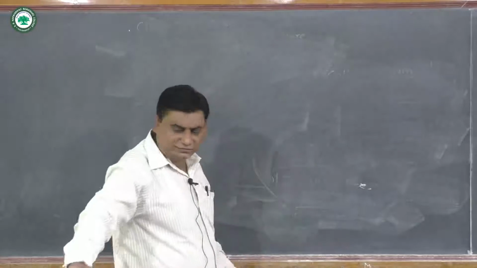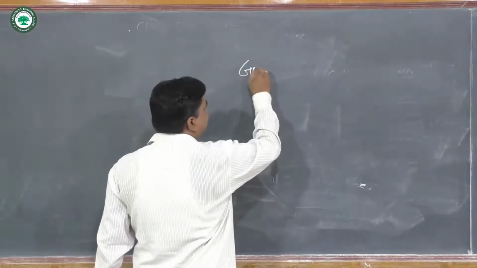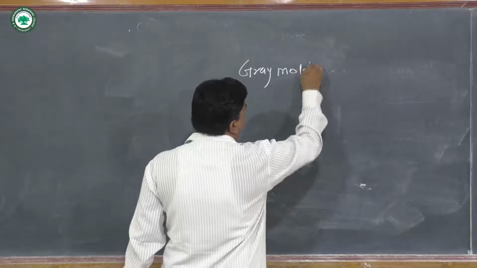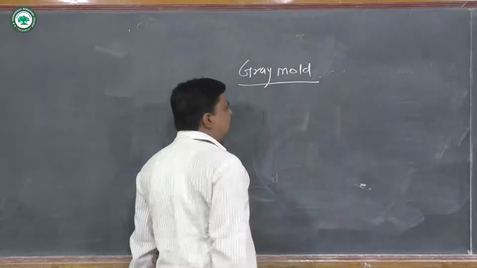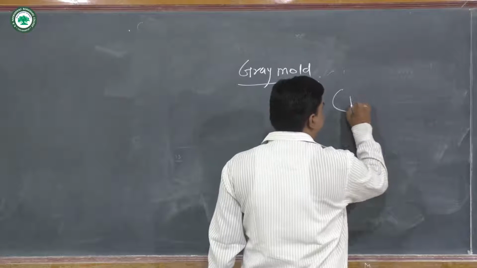Then there is another disease, that is grey mold. Another disease, that is grey mold. What is the causal agent?